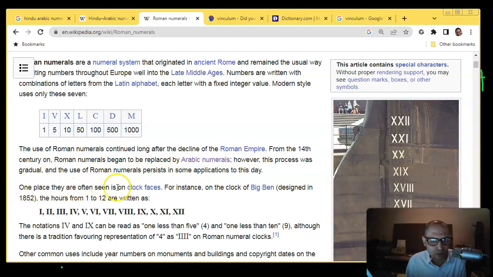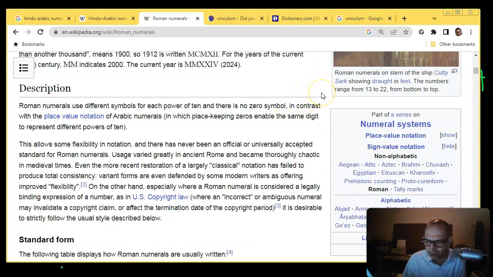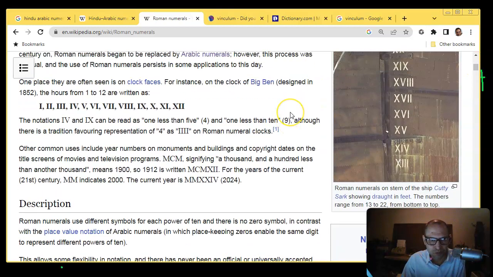One place they are often seen is on clock faces. For instance, on the clock of Big Ben, designed in 1852, the hours from 1 to 12 are written in Roman numerals. So there are still some clocks on whose face you would see these numerals.